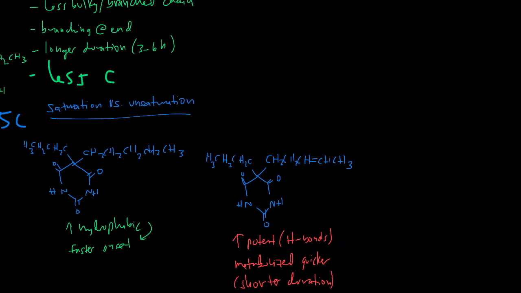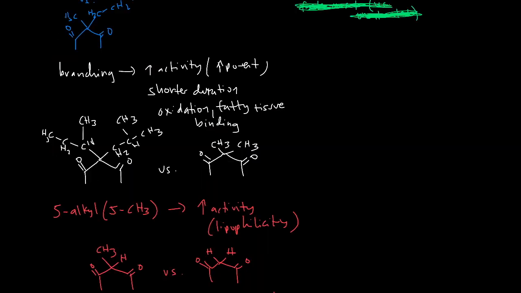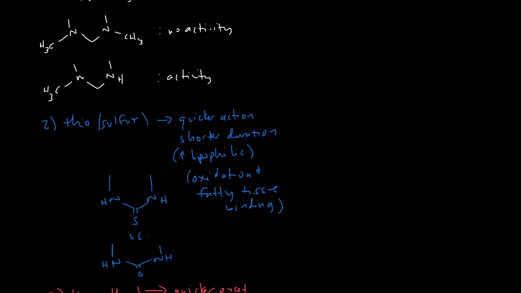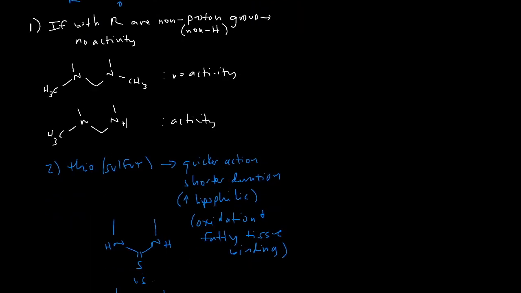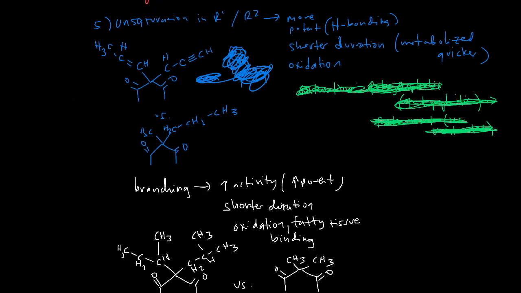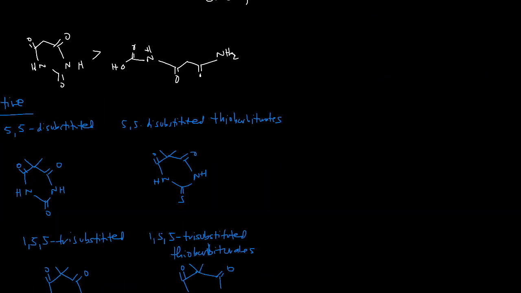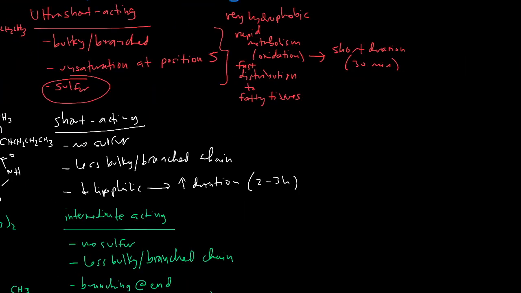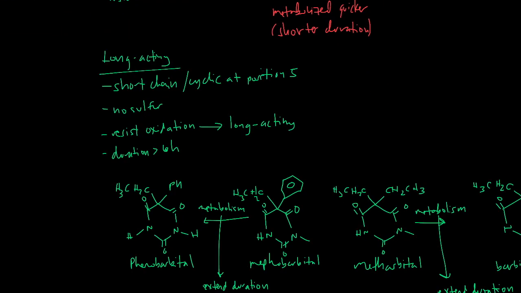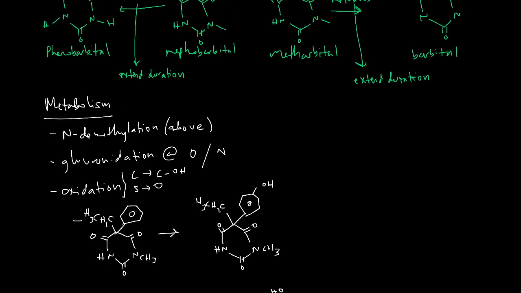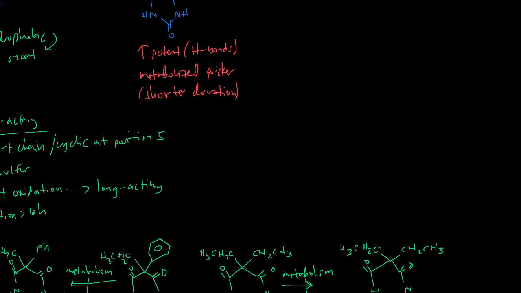This is just to illustrate an exception to the general rule that I said earlier, that in general, more lipophilic leads to quicker onset, shorter duration. Unsaturated compounds have a shorter duration because they're metabolized quicker, not because they can redistribute faster because they're more lipophilic. Actually, the saturated compounds are more lipophilic. However, the unsaturated compounds have a shorter duration because they are metabolized faster. Know those different reasons.